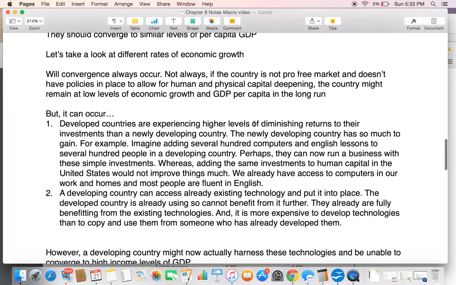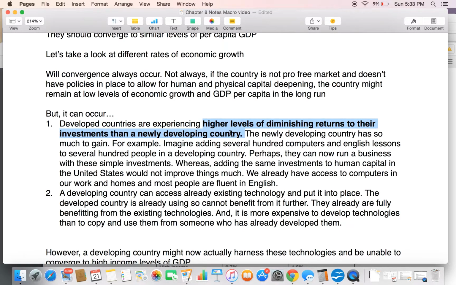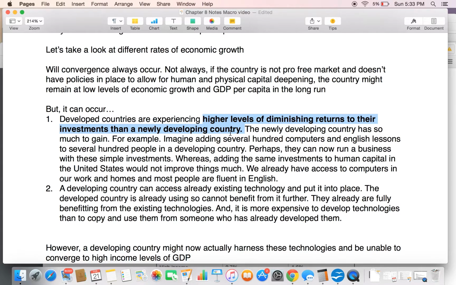So higher levels of diminishing returns to investments exist in developed countries, and this is one of the reasons that convergence can occur, because really these developing countries can just add a little bit of technology, and a little bit of capital deepening can occur for human or physical capital, and they can see really robust results.